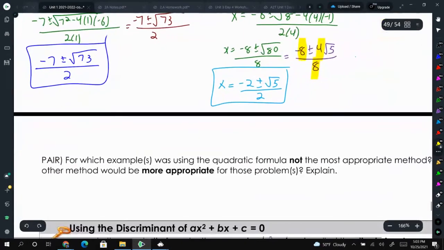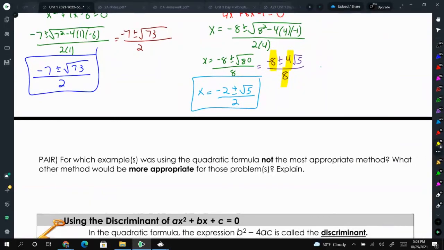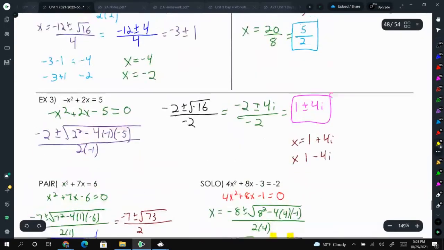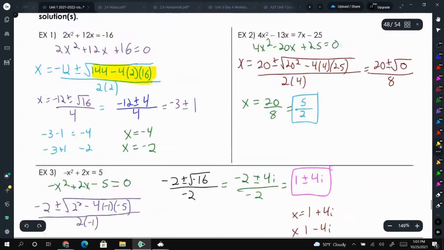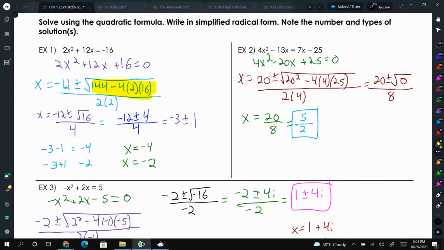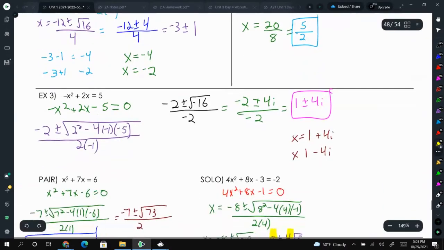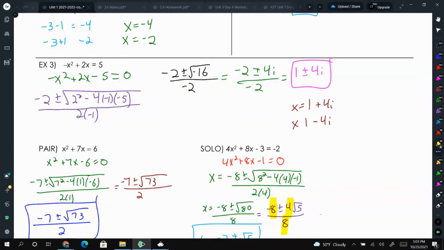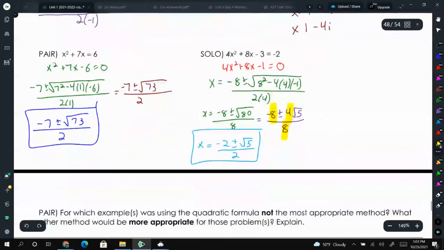So on the next page, for which examples was using the quadratic formula not the most appropriate method? Well, the ones up here where we got whole number answers, it probably wouldn't be the best idea. Like example 1, definitely you could factor. Even example 2, you could have factored that. That was a perfect square trinomial. And you could have done that and gotten the answer maybe much quicker. But example number 3 with imaginary solutions, that's going to be one where the quadratic formula works a lot better. Or like the pair one here, the quadratic formula would have worked a lot better.